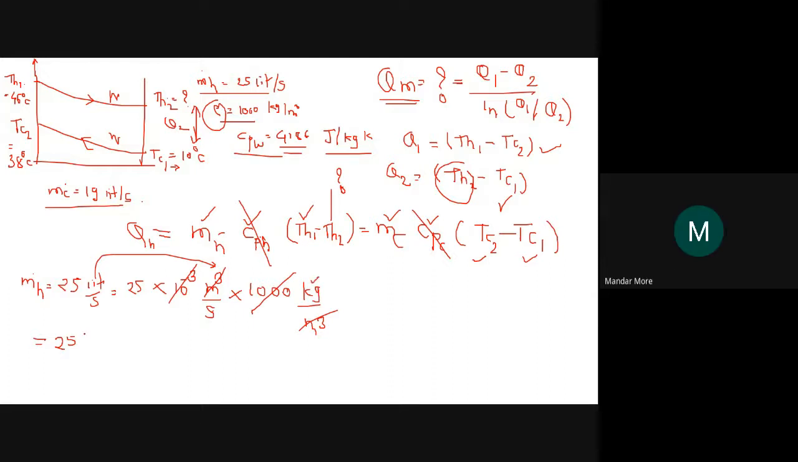Kg per second. A student asks: one kg is equal to one liter, so can we directly take it? Yes, that comes the same. One liter is equal to 10^-3 meter cube, and when you multiply by 1000, automatically you get the same thing, 1 kg. But sometimes, if the density differs, then you will have a problem in the conversion.